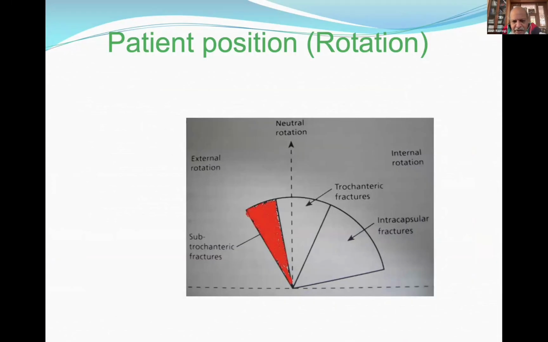In trochanteric fractures, you need to put some internal rotation, and in intracapsular fractures, you need to put it in far more internal rotation than you would otherwise achieve. And this is a basic guideline, but this is also subject to the anatomy of the fracture which you are actually dealing with.